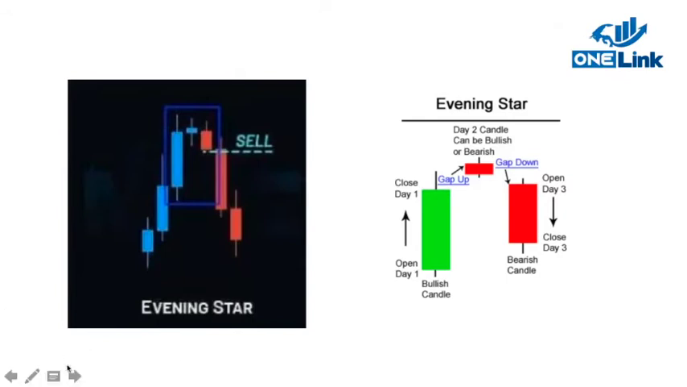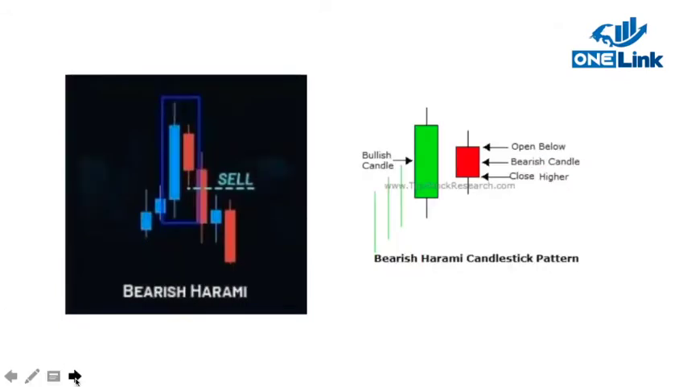Okay, that is the evening star, and this we call bearish harami. This will happen at the resistance as well. Bearish harami is the opposite of bullish harami. The same thing: you get a bull candle, then you get a bearish candle where the price opens below the previous one and closes above the previous one, known as the bearish harami.